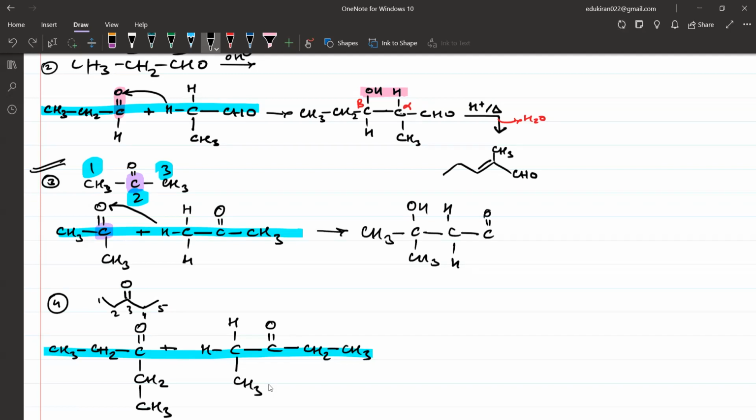You don't need to write in bond line structure if you can't do it, okay? And then CHO, no, sorry. You have C double bond O, and then you have CH3. Okay, here it is correct. Now you just remove this hydroxy, this H2O.